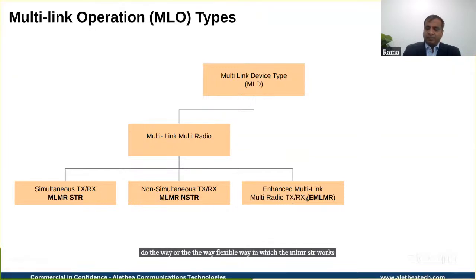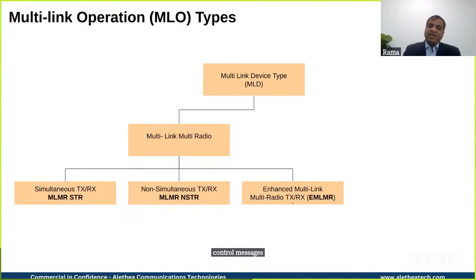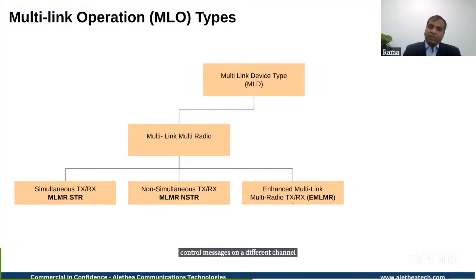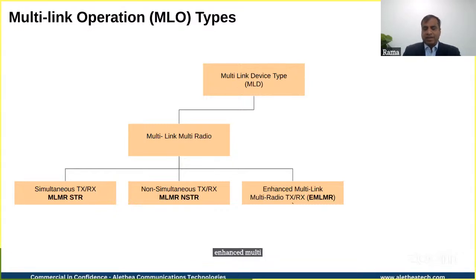Then the third type is called EMLMR, so enhanced multi-link multi-radio TX/RX. The word enhanced here refers to the fact that the device can listen to control messages on a different channel when compared to the channel on which the current transmission and reception is going on. So this capability actually makes it enhanced. And yes, there are devices that can do enhanced multi-link multi-radio TX/RX.